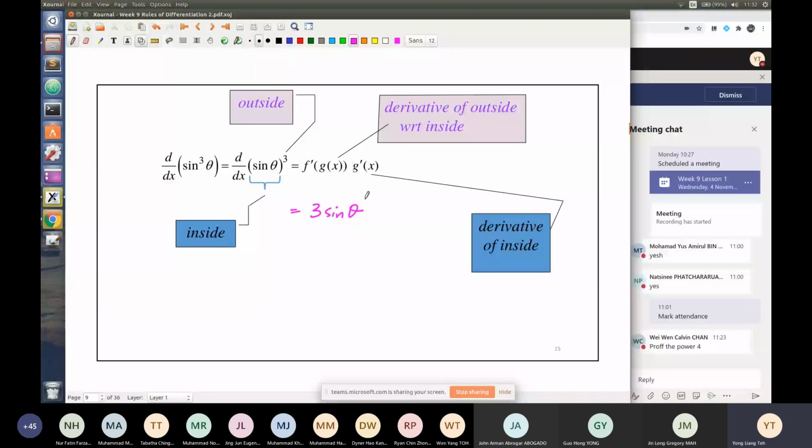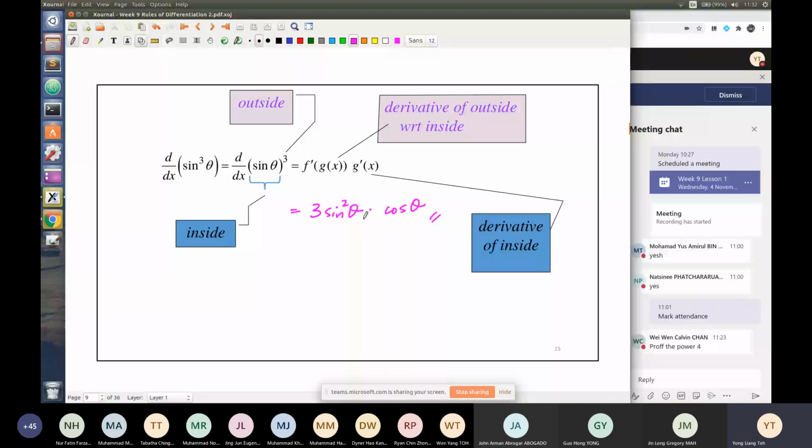That square is also sine square theta. I just apply the square to the whole of sine theta, so they mean the same thing. Then multiply by the derivative of the inner function, which is sine theta, so you get cosine theta. So that's the answer.